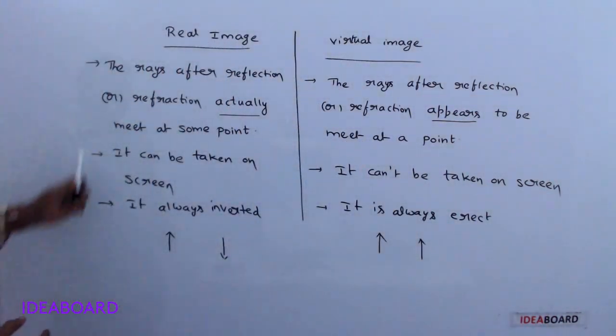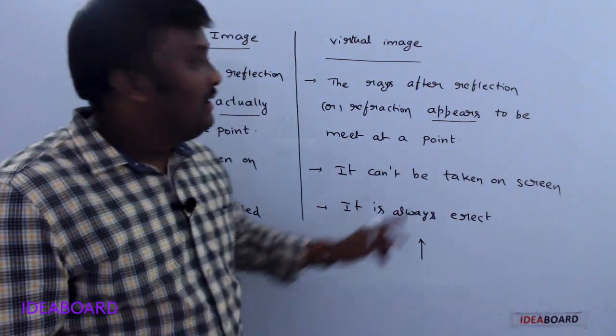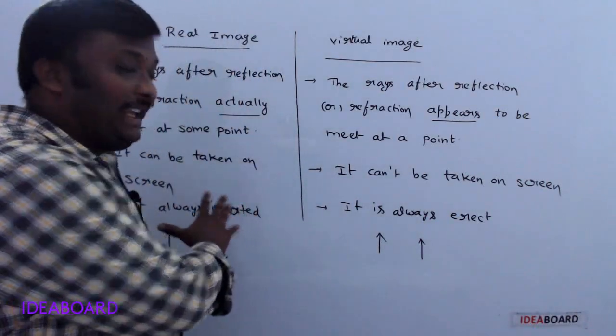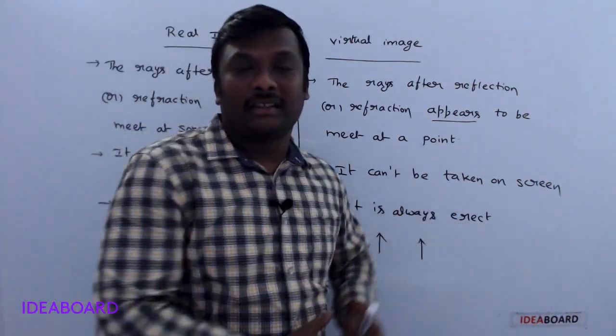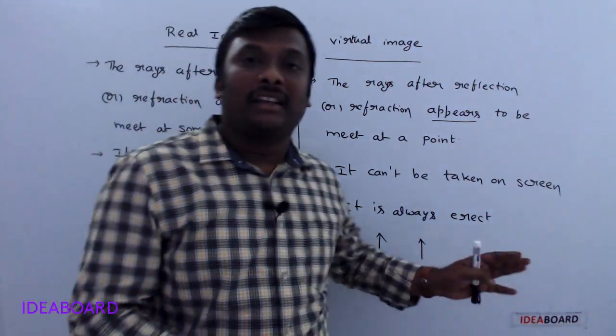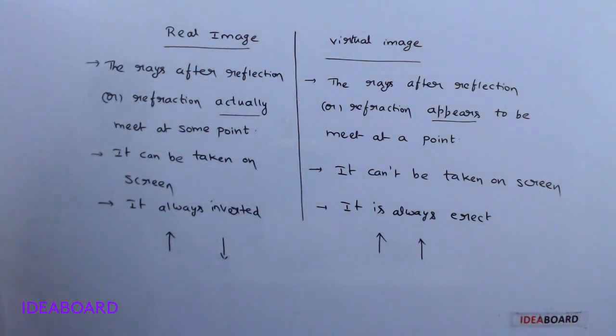What is the first one? In a real image, the rays after reflection or refraction actually meet at some point. In a virtual image, they appear to meet at a point. A real image can be taken on the screen, a virtual image cannot be taken on the screen. A real image is always inverted. Here, the virtual image is always erect. Clear? Note it down.